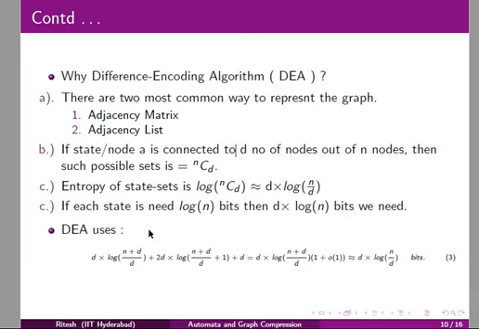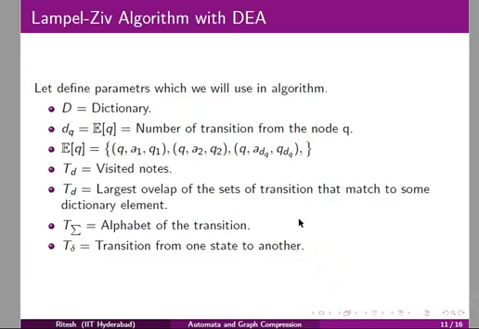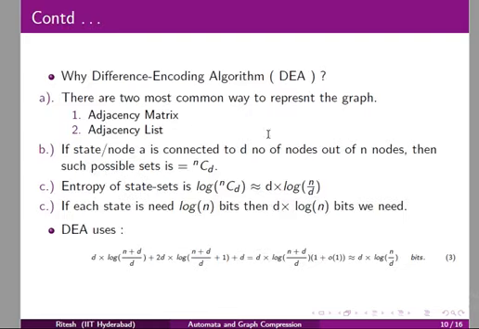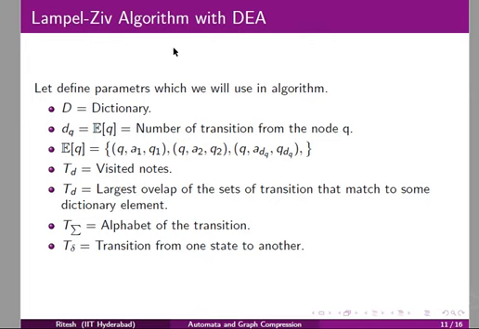Difference encoding, whatever I have previously discussed, will need this much of bits, which is D into log of n by D. This is very small as compared to this much. So that's why we are interested to use the difference encoding algorithm. So Lempel-Ziv algorithm with DEA, we are combining the DEA algorithm in the Lempel-Ziv algorithm.